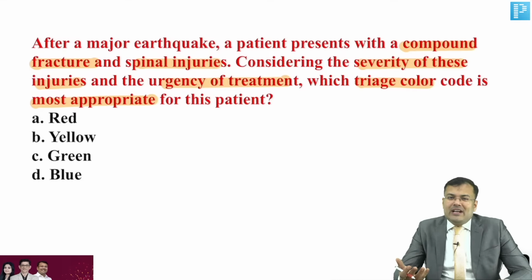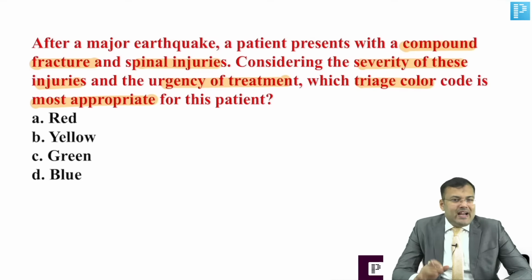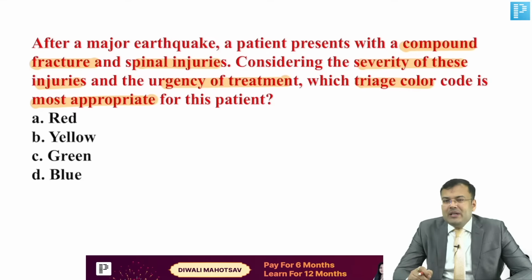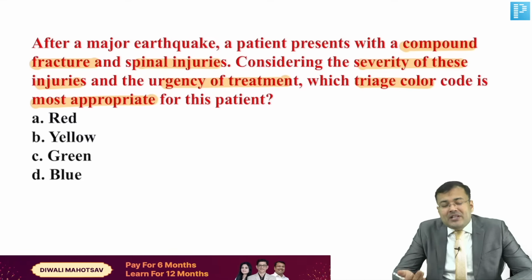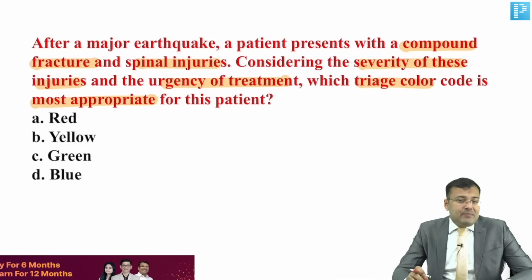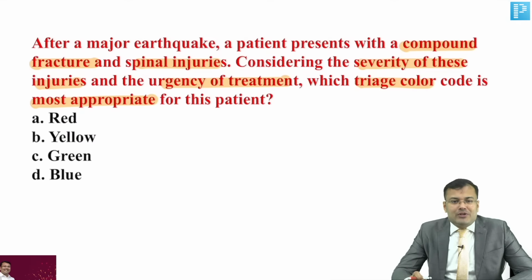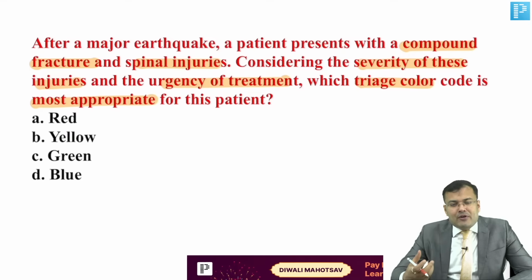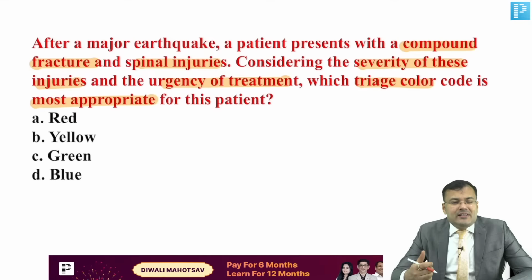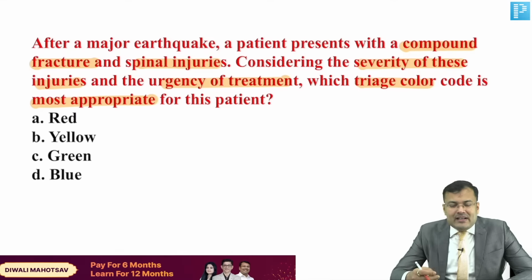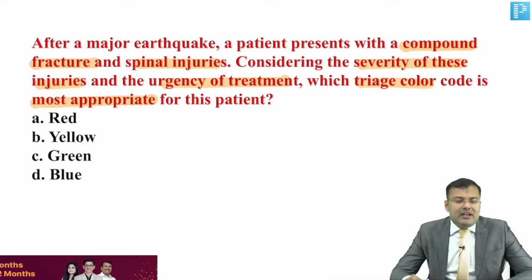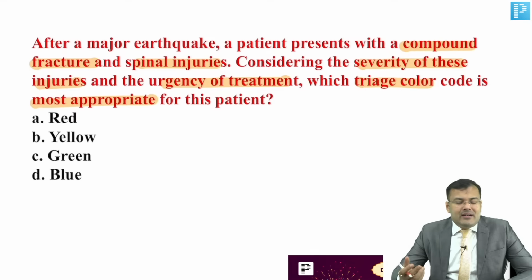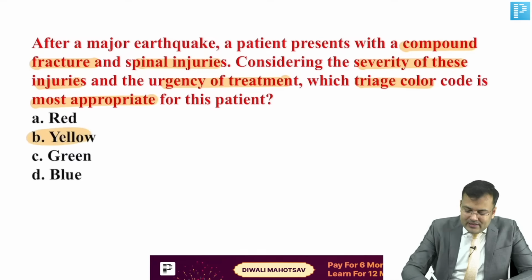Guys, see, triage means to sort, and in triage what are the color codes? It's red, yellow, green, blue, black. Red means immediate or emergency care because it's a life threatening situation. Yellow means serious but not immediately life threatening. Compound fracture is serious. Spinal injury is serious but not immediately life threatening. Green, minor treatment is required. Blue, here the patient is having extensive damage, and black, dead or moribund patient. So, the correct answer is B, yellow.